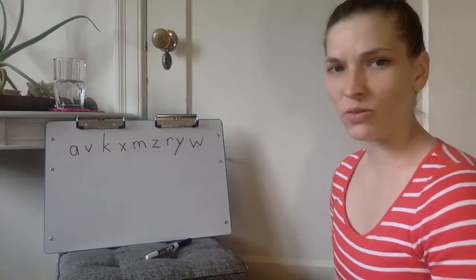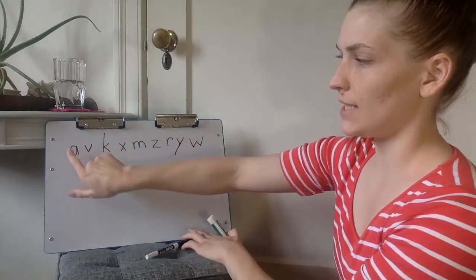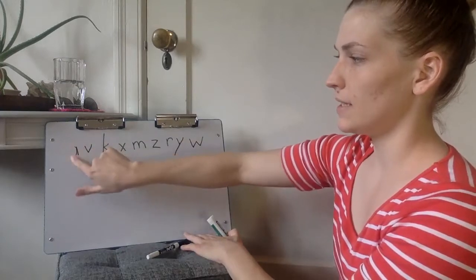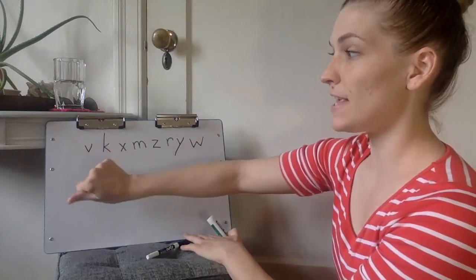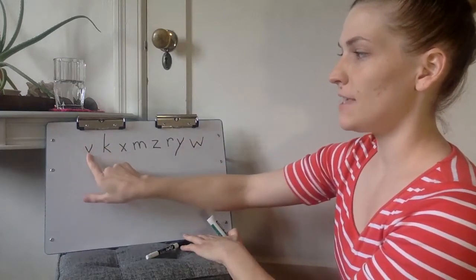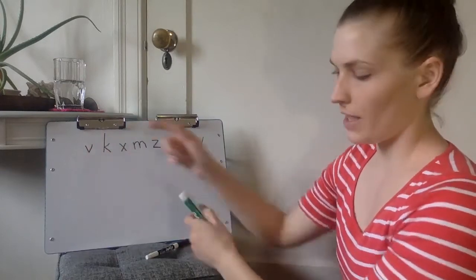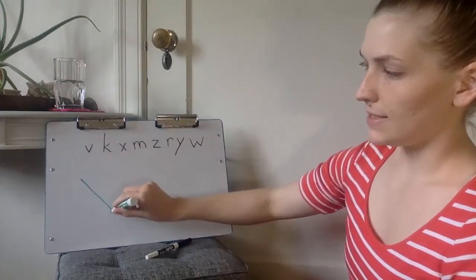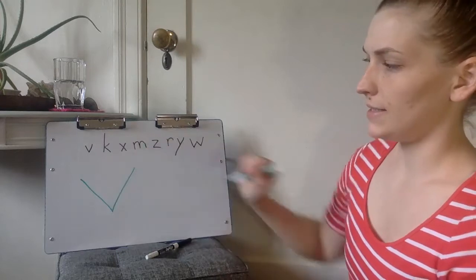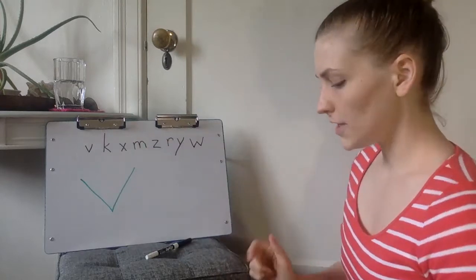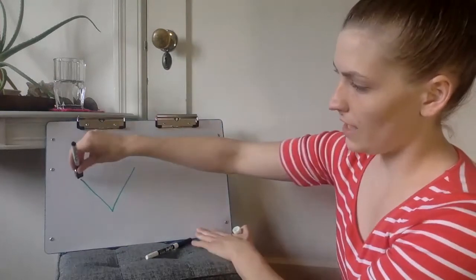A, no diagonals in lowercase a. Curves, straight lines, not lowercase a, but V, this next letter up here, V does have diagonal lines. It slides down and then it slides up. Yeah, lowercase v does have diagonal lines.